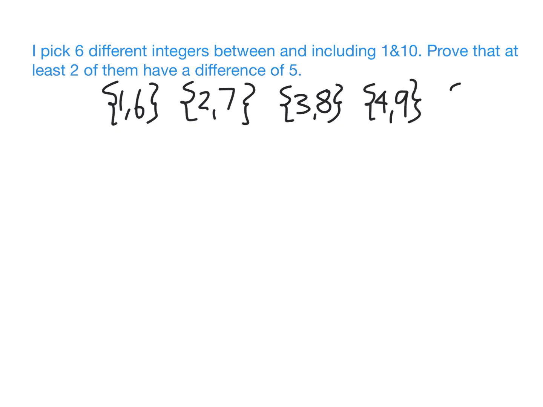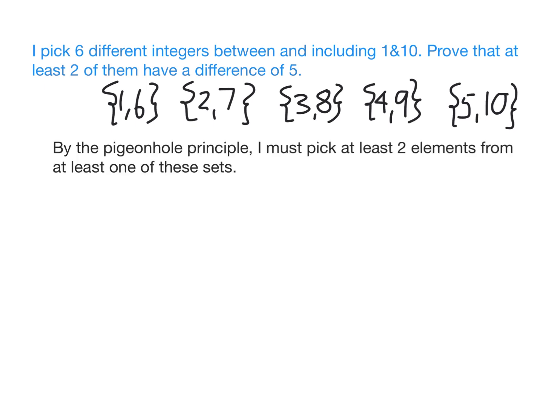So notice that if I write out these 5 sets here, and I pick out 6 numbers, the pigeonhole principle guarantees that I must pick at least 2 elements from one of these sets. So here, each of these sets is like a pigeonhole, and the numbers I pick are the pigeons. I'm picking 6 pigeons and putting them into 5 holes. So these sets here and this sentence here are all the proof you need. Proofs involving the pigeonhole principle are often very short and rely on common sense.